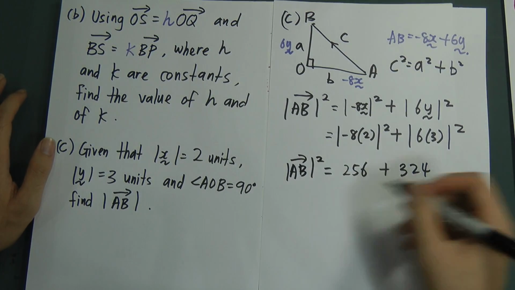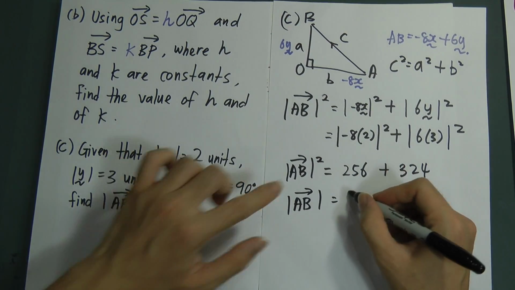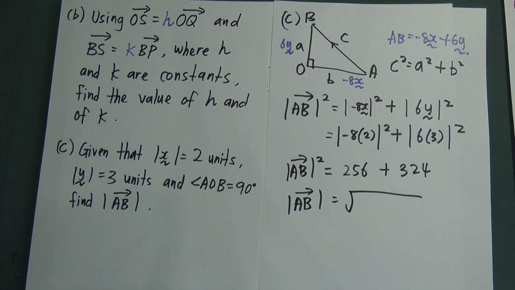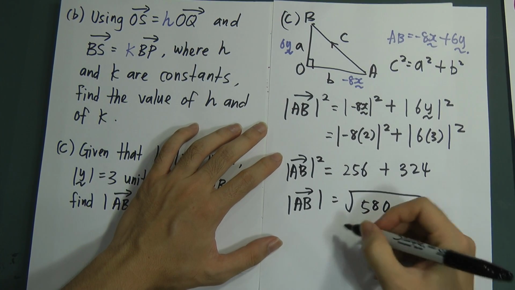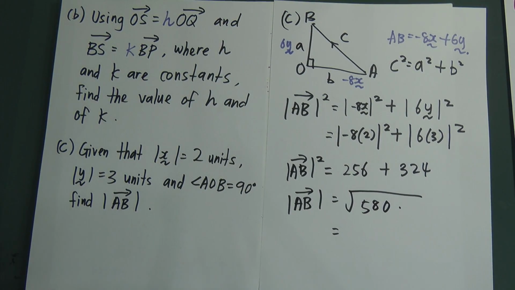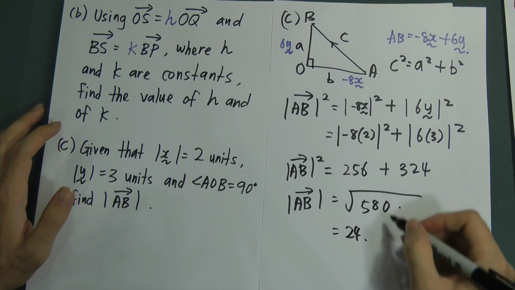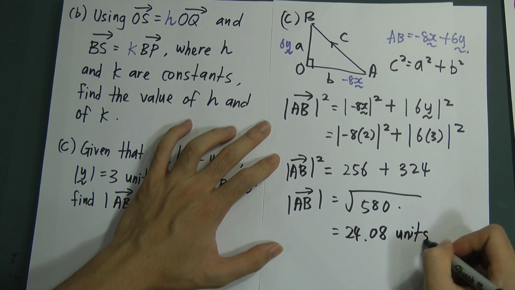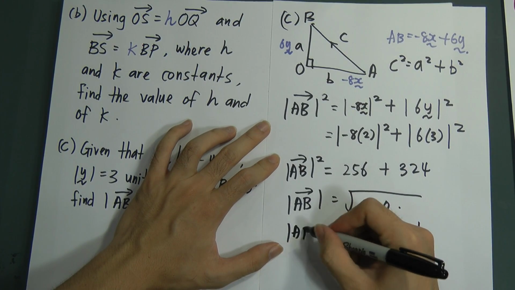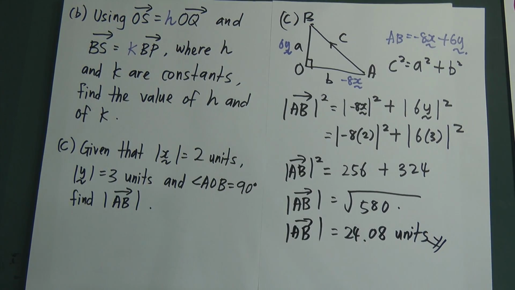So the square we move to the other side will become square root. So it becomes square root of 256 plus 324, which is 580. Therefore you just square root it. You get 24.08 units for the magnitude for AB. That's all. Then you have solved the last part.